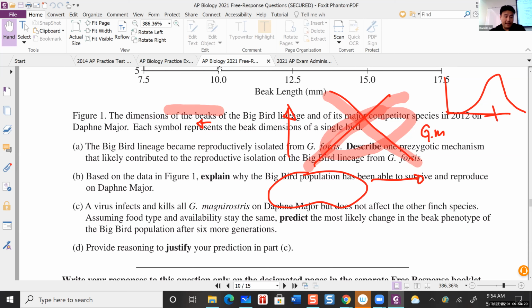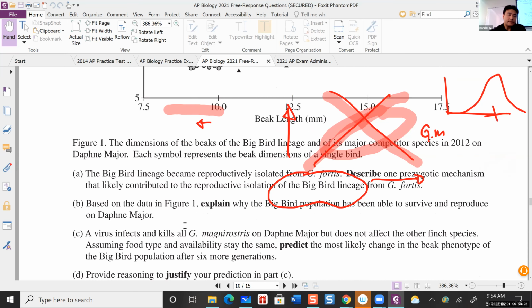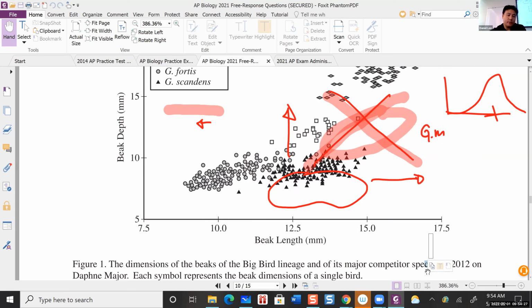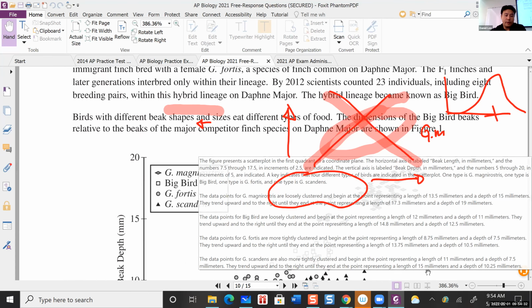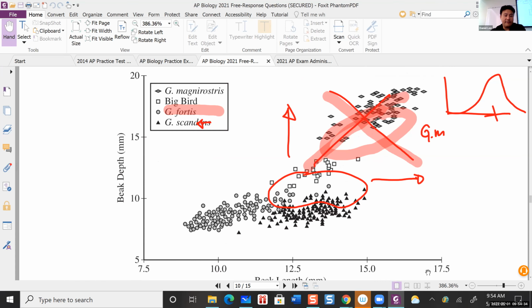And then my justification is that without GM, GM is the closest competitor. So without GM, resources that were previously not available now become available, so that the big birds with larger, deeper and longer beaks are selected for, and their population increases in frequency. Okay, so let's see what the answer key says.